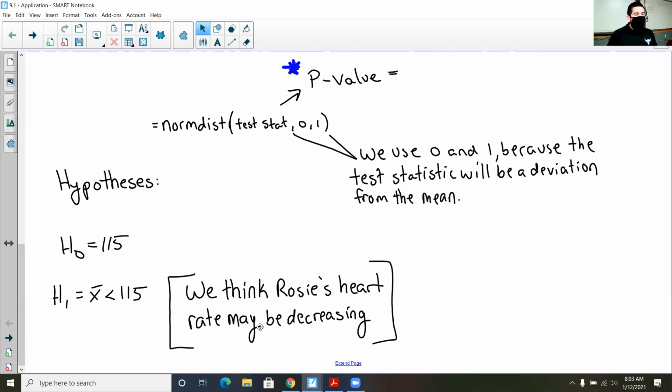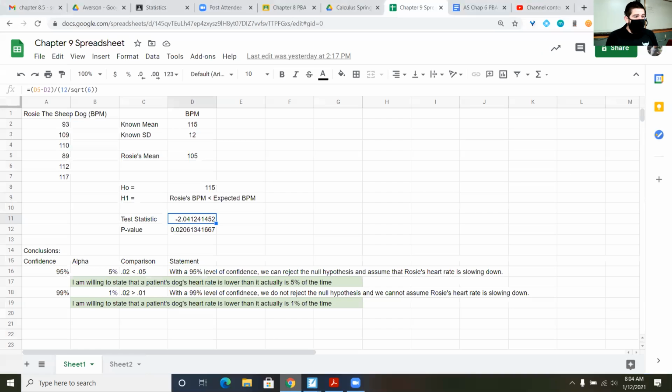So here are my two hypotheses. The first is going to be that the null hypothesis is that the heart rate is 115 beats per minute. That's just what I know to be true. Due to Rosie's measurements, I am thinking that her average is somewhere below 115 beats per minute. So we think that Rosie's heart rate may be decreasing based off the numbers that we witnessed. It's now our job to conduct a test so that we can say whether or not Rosie's heart rate is definitely slowing down or not. Now to do that, I'm going to head over to Google Sheets.